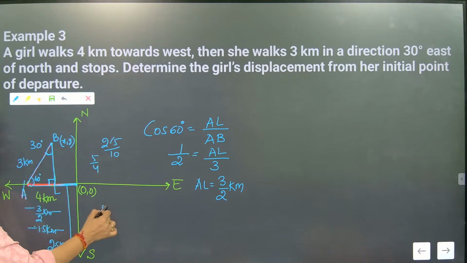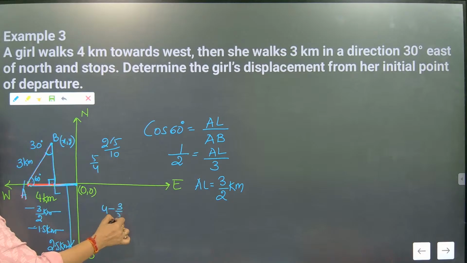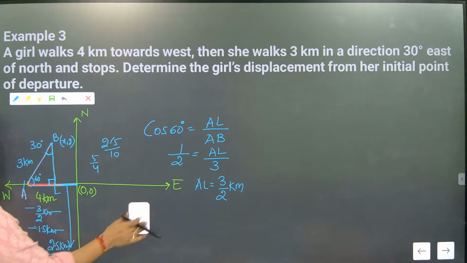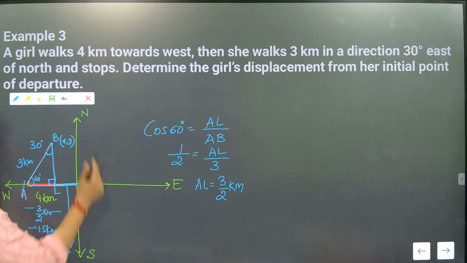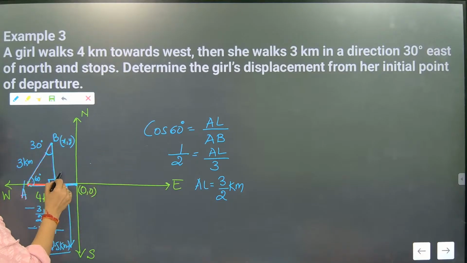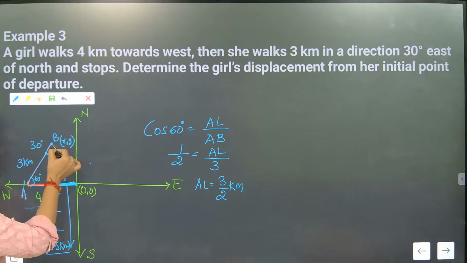Because the total is 4, so 4 minus 3 by 2. So how much is it coming as? 5 by 2, because 5 by 2 will come. So this distance is coming as 5 by 2, beta. And this is x, na? So the x part is 5 by 2. Now, beta, we have to find this one.